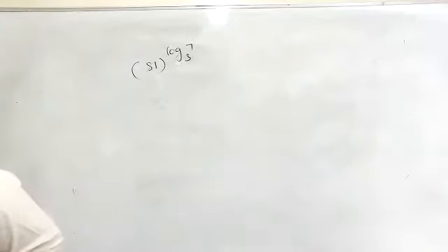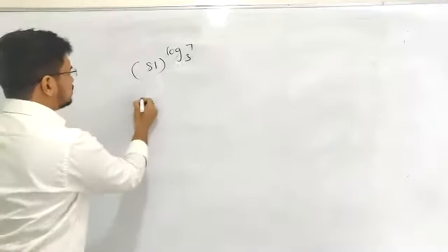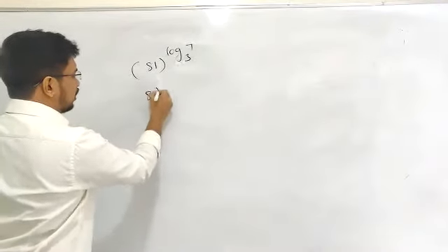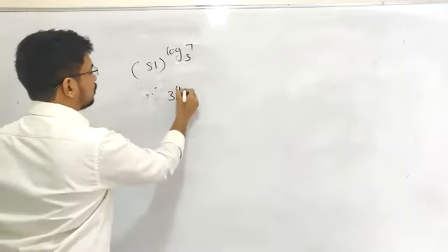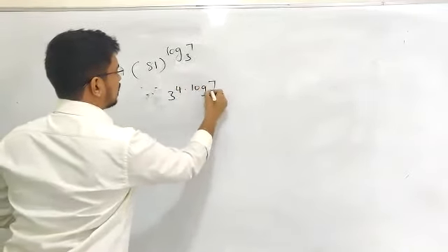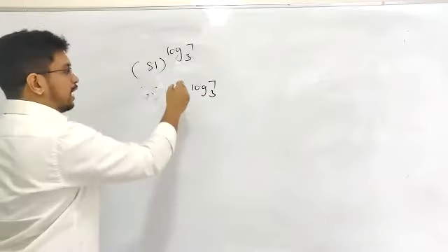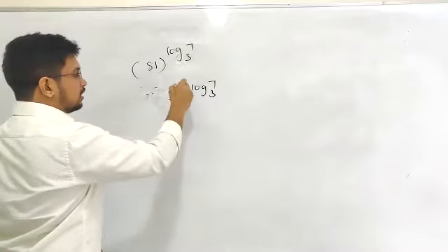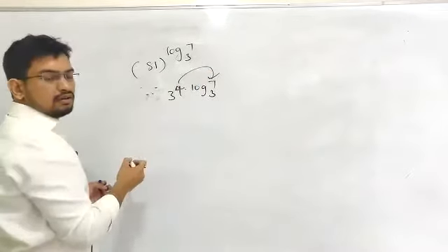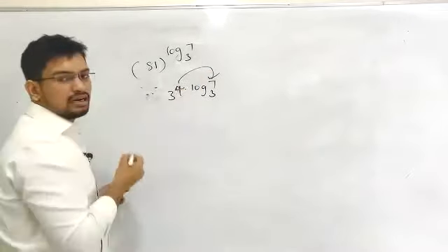Okay, the answer for this is very simple. I told you some property, I think you have gone through that property. So this part I'll write as 3 power 4 to the power of log 7 to the base 3. Now when I'm writing this part, this one can be shifted here, like n into log a is log of a power n.